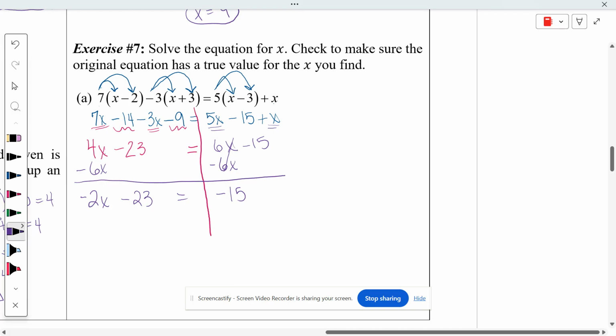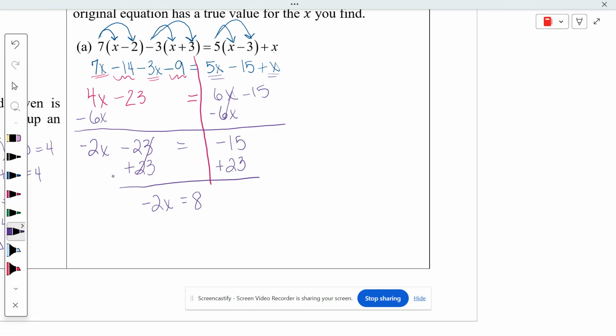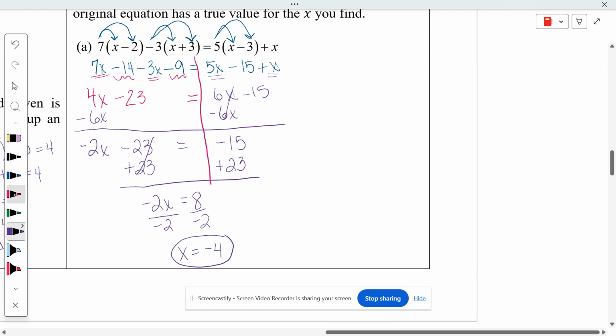Now I'm going to add 23 to both sides. I got to move that constant to the other side. Opposite side, opposite operation. So that gives me negative 2x equals negative 15 and 23 is a positive 8. Last step, divide both sides by the number attached to x. I'm going to divide both sides by negative 2. And I find out that x equals negative 4. Now again, I have to do the check. And I'm going to do the check in the original equation.